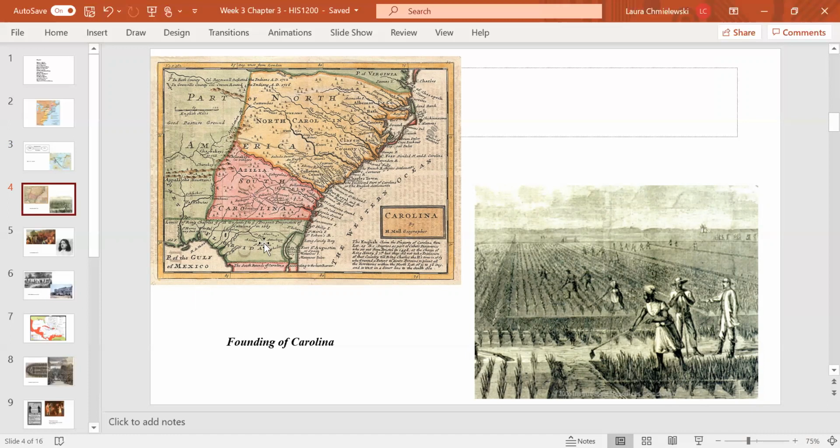But these regions here, and later Georgia, will be especially known for the growing of this crop that is critical to the growing of sugar and critical to slavery, which is rice. One of the actually, I'll hold off to talk about that in a few minutes.